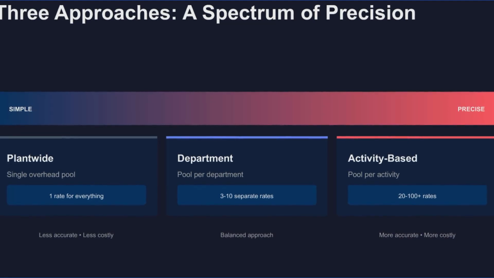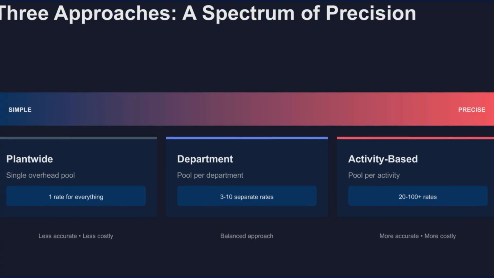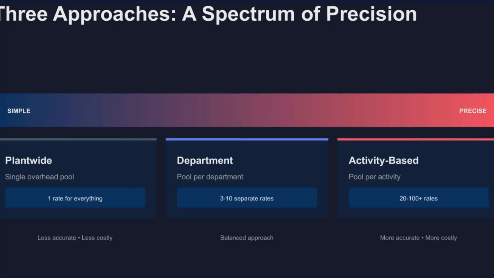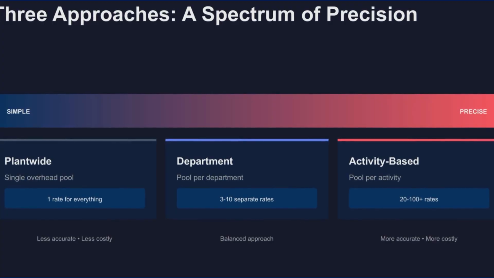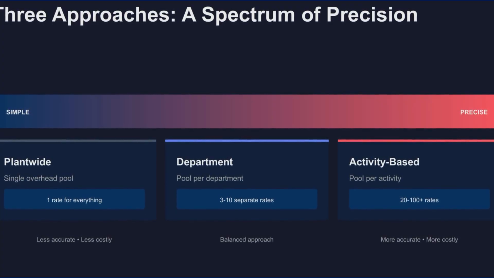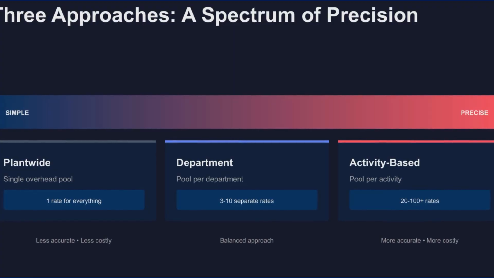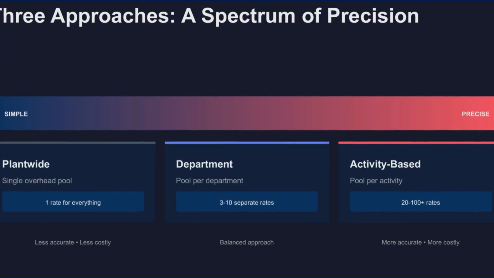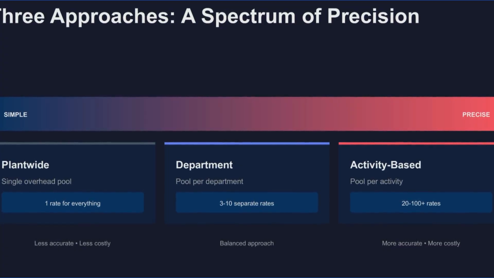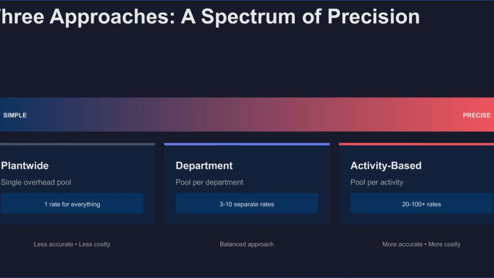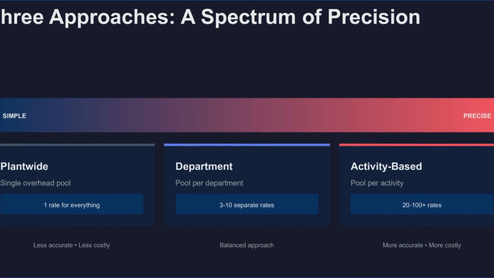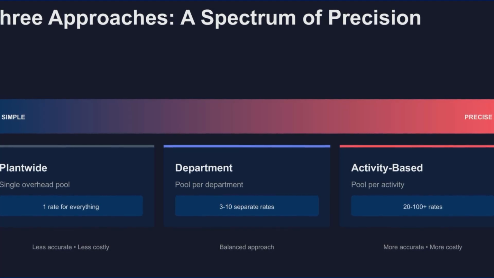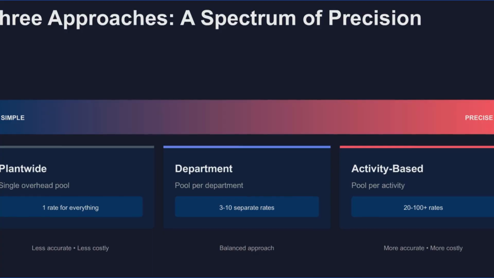Department allocation offers a balanced solution. You recognize that different departments have different cost structures, so you create separate overhead pools for each. However, within each department, you're still averaging. Two products in finishing get the same rate per square foot, even if one requires hand rubbing and the other just gets a spray coat. Activity-based costing, though complex, delivers improved accuracy. Instead of pooling by location, plant-wide or department, you pool by activity, the actual tasks that consume resources.